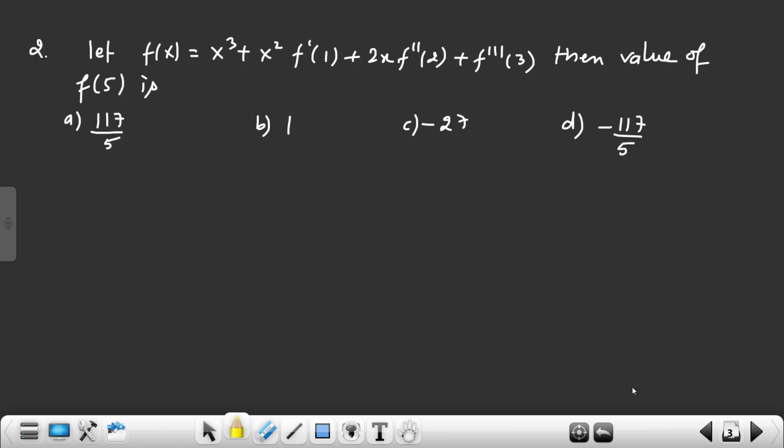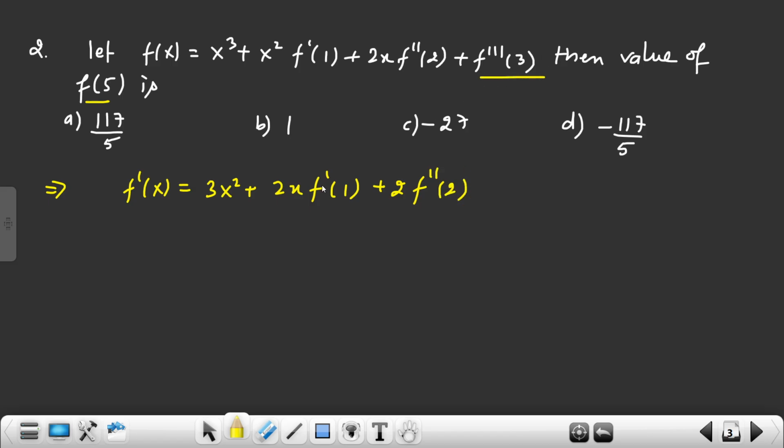Now let's move to the next one. f(x) is given to us: x cube plus x square f dash 1 plus 2x f double dash 2 plus f triple dash 3. Then what is the value of f(5)? Nothing to worry about. Let's differentiate one time. f dash x is 3x square plus 2x f dash 1 plus 2 f double dash 2.